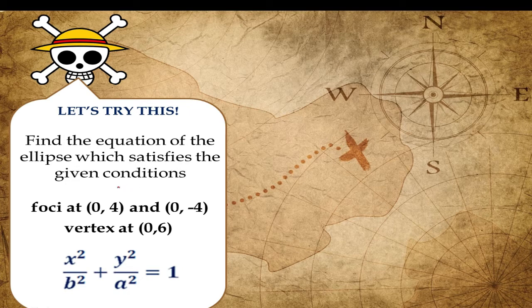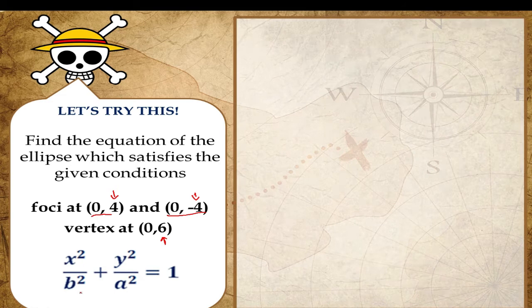Sabi po kanina, yes, ang major axis natin composed of foci, vertex, and also center. Ang foci natin ay ito, at it changes at y. This one, it changes at y. Ang vertex natin ay nasa y din. Nasa y-axis. Automatically, our equation is x squared over b squared kasi nga automatically po na nasa y-axis ang major axis natin.